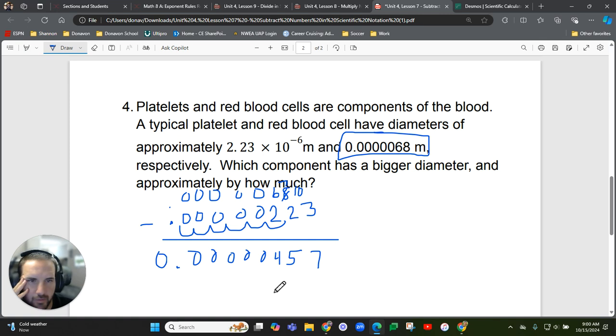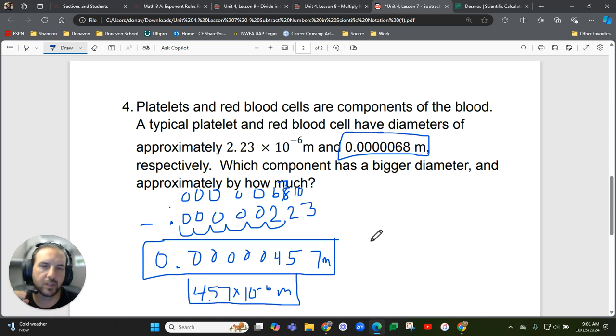Okay, so that would be the number in decimal notation. So it's meters bigger. And then to write that in scientific notation, we just put the decimal place here. So 4.57, and then I moved it over 1, 2, 3, 4, 5, 6 times, so times 10 to the negative 6th. So depending on which way it wanted the answer, either one of those would be correct. So either decimal notation or scientific notation.